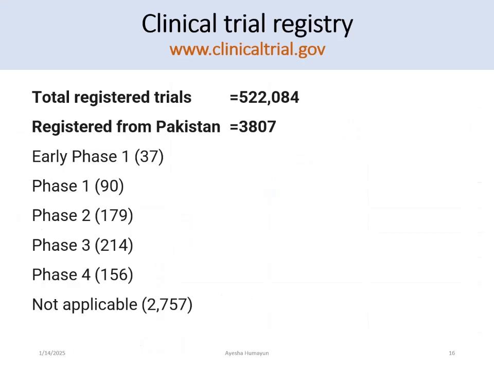Talking about the clinical trial registry, clinicaltrials.gov, here I found almost 5.5 million clinical trials registered. From Pakistan, there were 3,807 trials. Among these trials, early phase 1 were 37, phase 1 were 90, phase 2 179, phase 3 214, and phase 4 156. So the majority of trials were phase 2, phase 3 or 4.